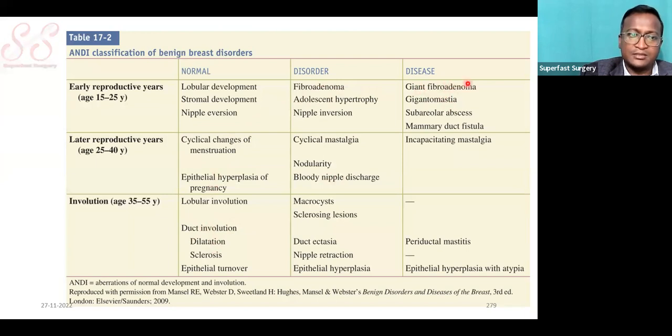Giant fibroadenoma occurs in involution, in late reproductive years, is a disorder, is a disease. So the question can be framed with any permutation and combination.